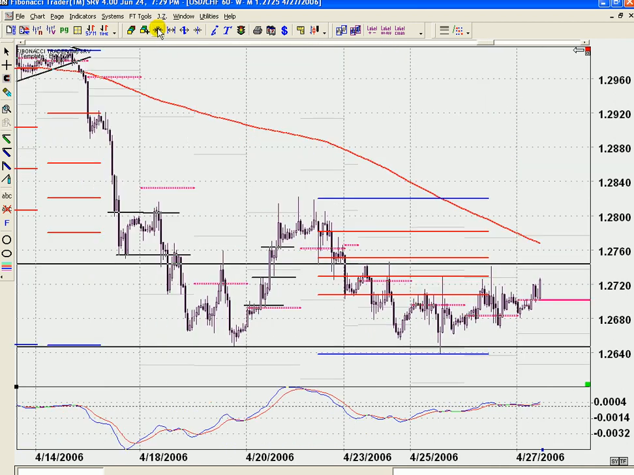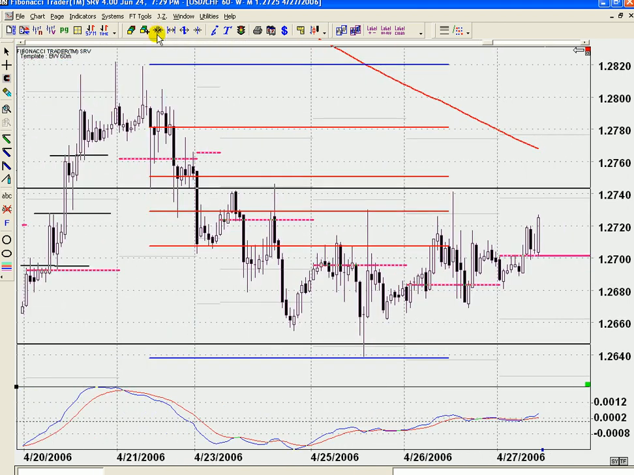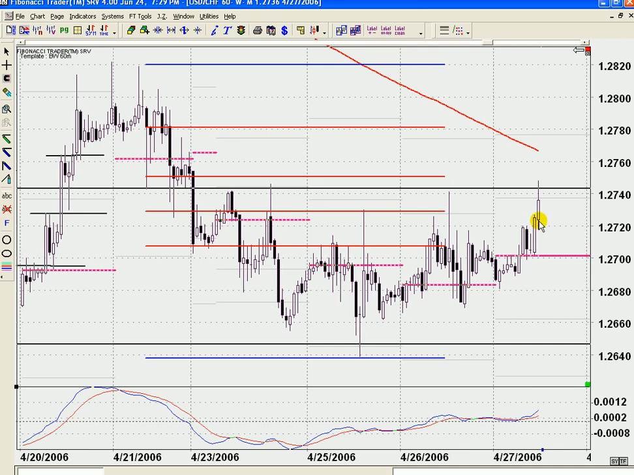Let's look back further. Resistance, support, support, resistance, support, support. Now price is trading above this range here, finding support at 27.00. It has rallied. We have now spiked up to the level of resistance and support and the 62% retracement.